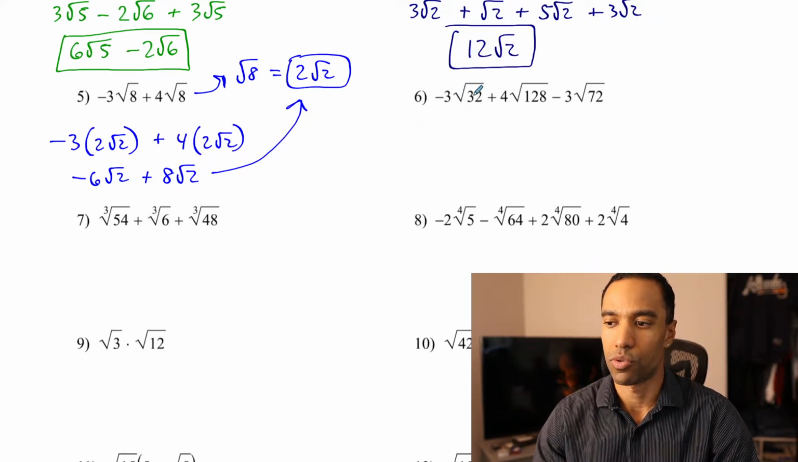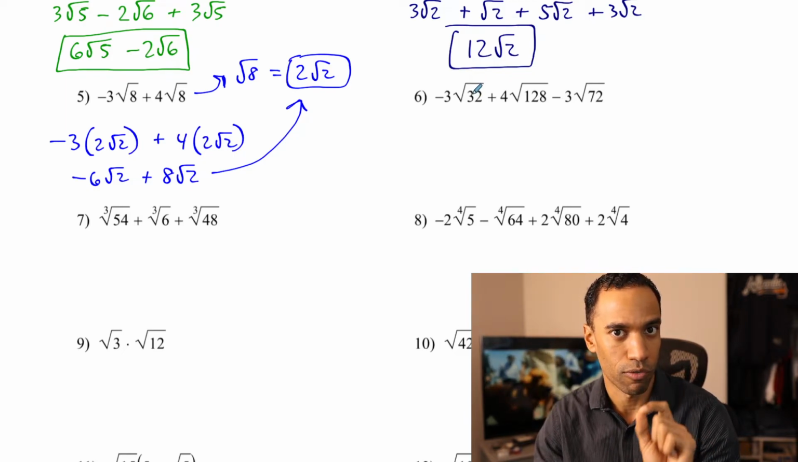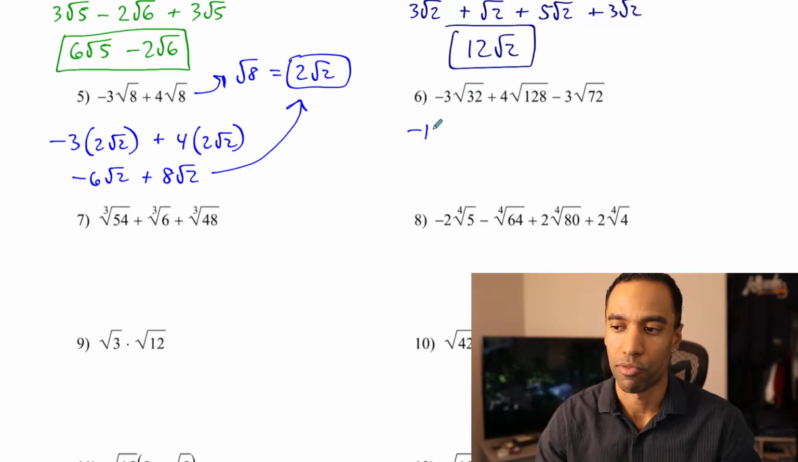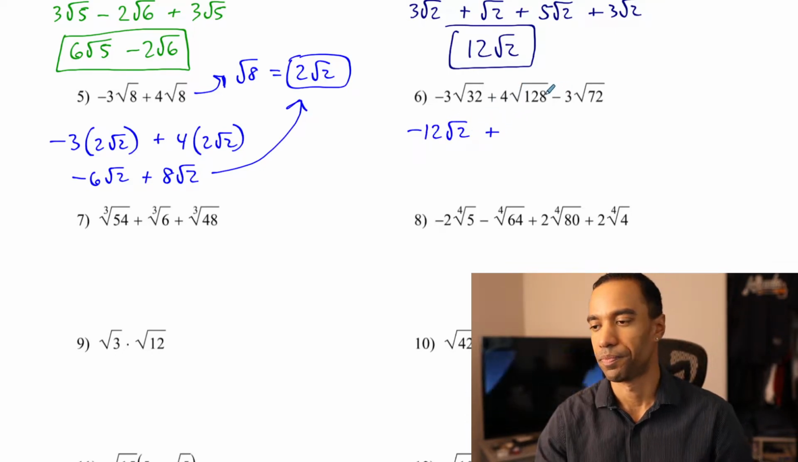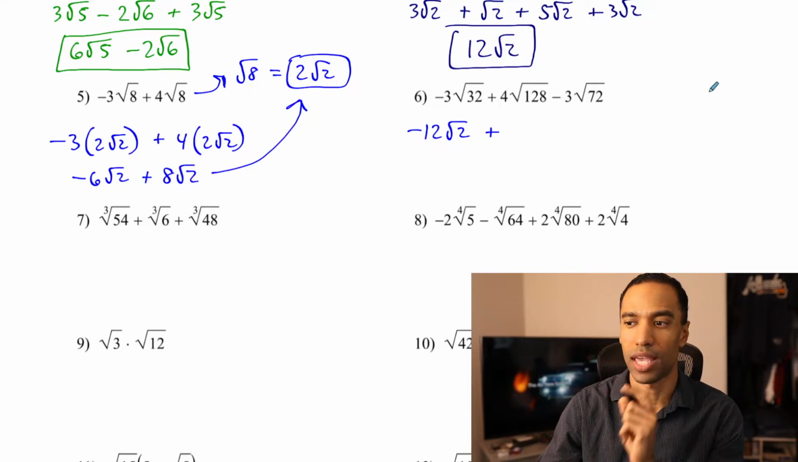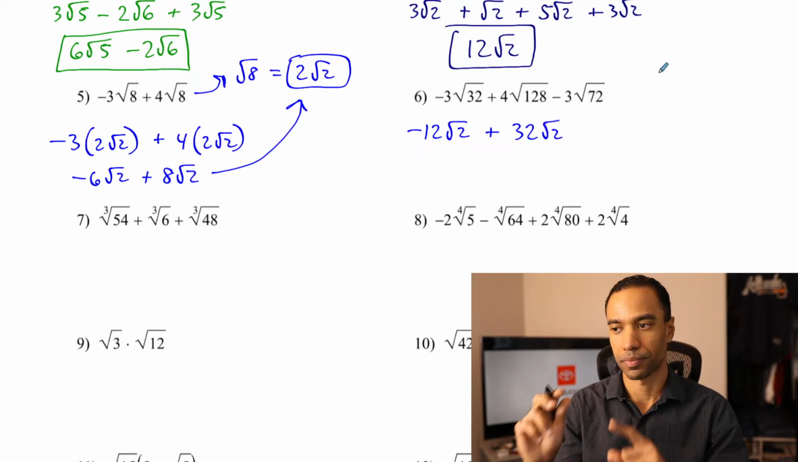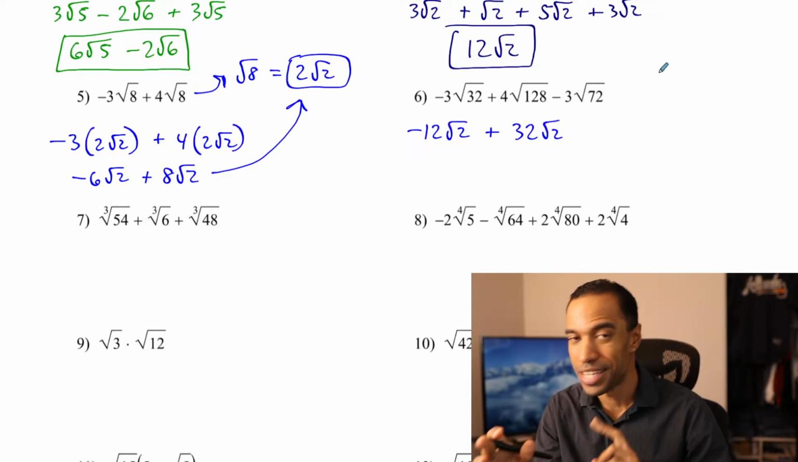So negative 3 times root 32. Okay, let's do this fast this time. Root 16 times root 2 here is 4 root 2. Negative 3 times 4 root 2 is negative 12 root 2. Plus root 128, 64 and 2. Root 64 is 8. 8 times 4 is 32. 32 root 2. Root 72, 36 times 2.